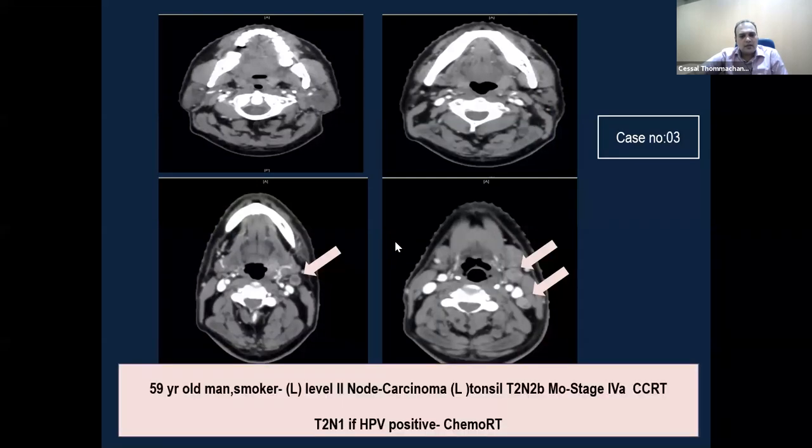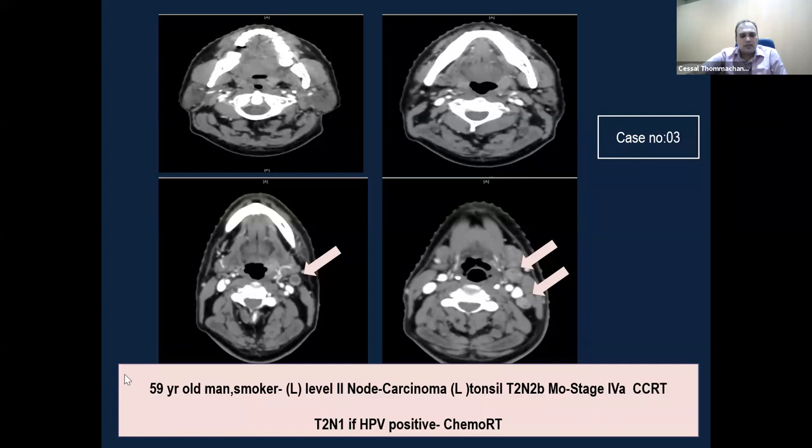This is another case. A 59-year-old gentleman who is a smoker and alcoholic. You can see another enhancing lesion in the left lateral pharyngeal wall involving the palatoglossus and palatopharyngeus. And you can see nodes in level 2. This is the submandibular gland. And posterior to the submandibular gland, you can see a node. Another node, you can see underneath the sternocleidomastoid. So these are two ipsilateral nodes on one side, and multiple nodes, it becomes an N2B disease. It's a T2 primary. So it becomes a T2, N2B, stage 4A, standard treatment is concurrent chemoradiation.